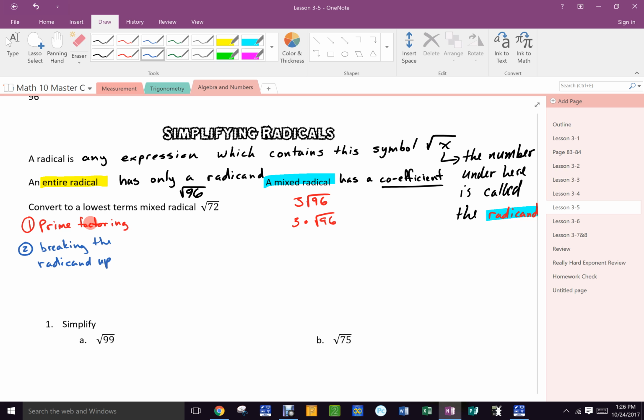So, let's do that. We're going to break the radicand up. How do we break the radicand up? We need to break it down into what? We need to break it down into factors. So let's take our 72, and I'm going to do this one in black. This is method 1 that always works. I'm going to take that 72, and I'm going to break it down. What are some factors of 72? 9 and 8. Can we stop there? No, because those are not prime factors. What are the next ones?